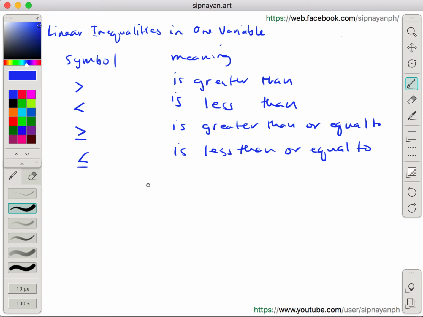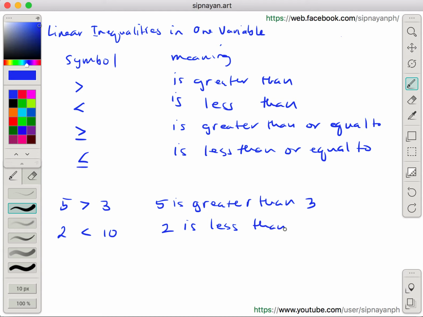So ginagamit natin itong mga symbols nito to compare numbers, and varying quantities also. So pag sinabi mong 5, we know that 5 is greater than 3, no? So yan ang base sa kanya. And we also know that 2 is less than 10.